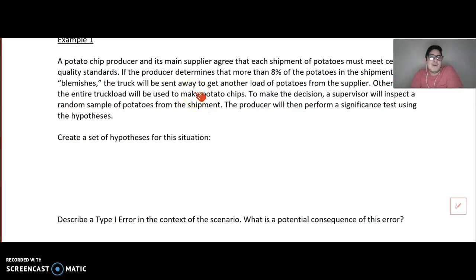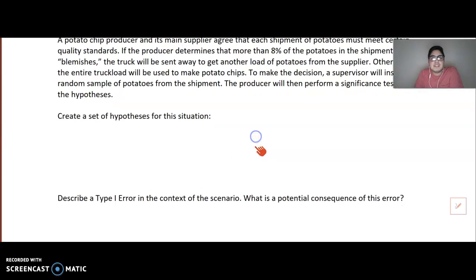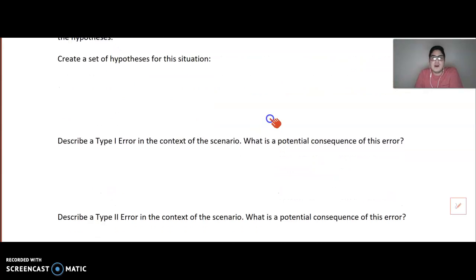They must meet certain quality standards. If the producer determines that more than 8% of the potatoes in the shipment have blemishes, the truck will be sent away to get another load of potatoes from the supplier. Otherwise, the entire truckload will be used to make potato chips. To make the decision, the supervisor will inspect a random sample of potatoes from the shipment, and the producer will then perform a significance test using the following hypotheses.